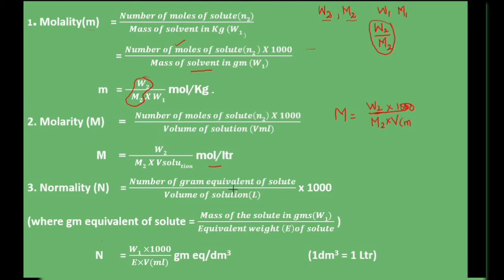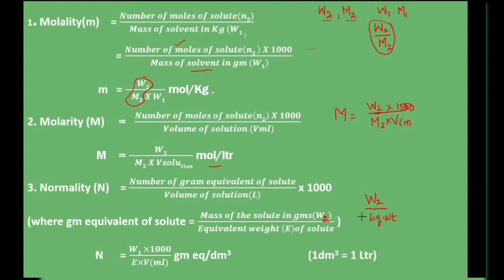What is the number of gram equivalent of a solute? How to calculate it? See, gram equivalent of a solute is calculated from the mass of the solute. If you know the mass of the solute, that is W2, and also the equivalent weight of the solute, then it is possible to calculate the gram equivalent of the solute. Understood? So if you know the mass of the solute and also the equivalent weight of the solute, it is possible to calculate the gram equivalent of the solute.